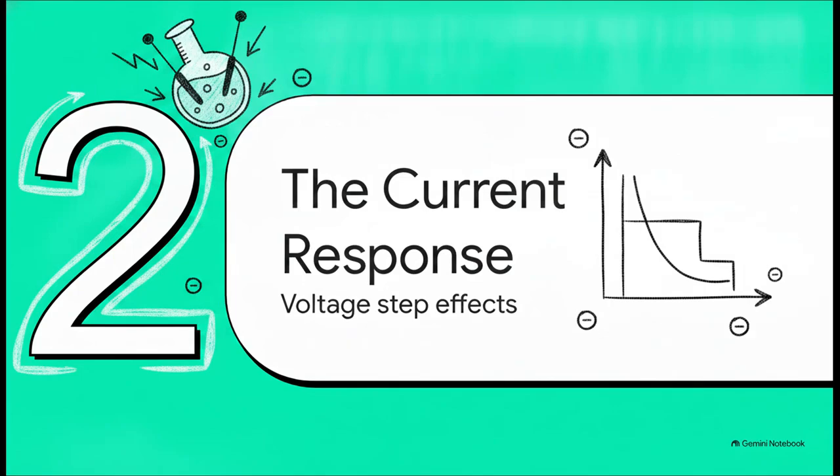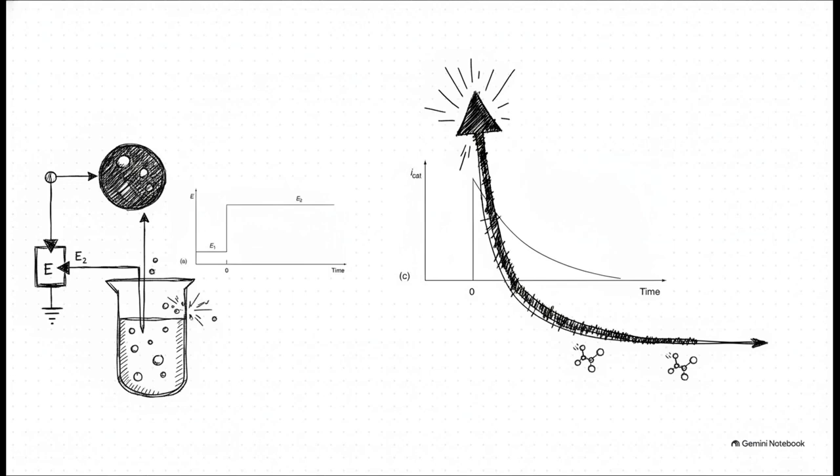Section 2. The current response and the effects of stepping the voltage. So what actually happens inside that beaker when we flip the switch and start manipulating the voltage? Well, it's a brilliant showcase of cause and effect. At time zero, we dramatically step the potential from a baseline voltage, where nothing is happening, straight up to a highly reactive voltage level. We instantly create an environment where our target molecule is literally forced to react.